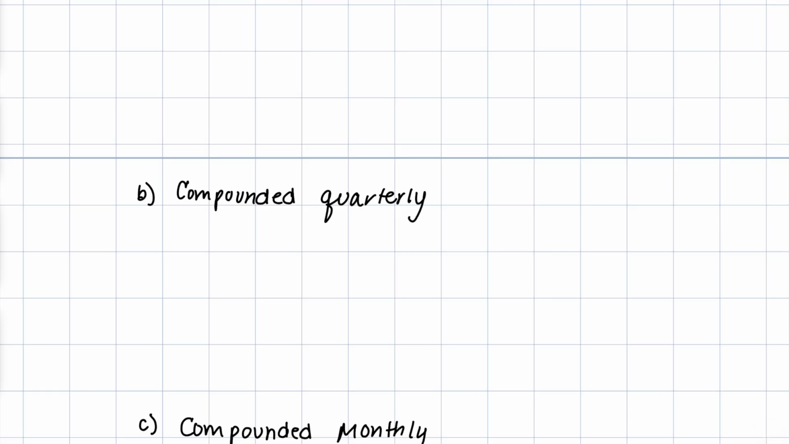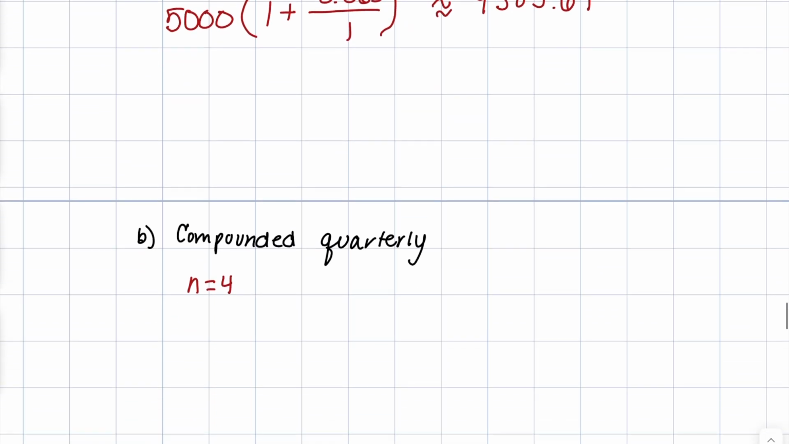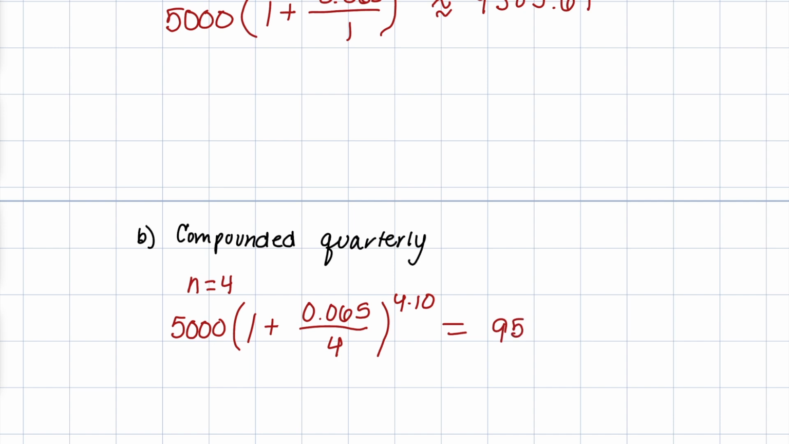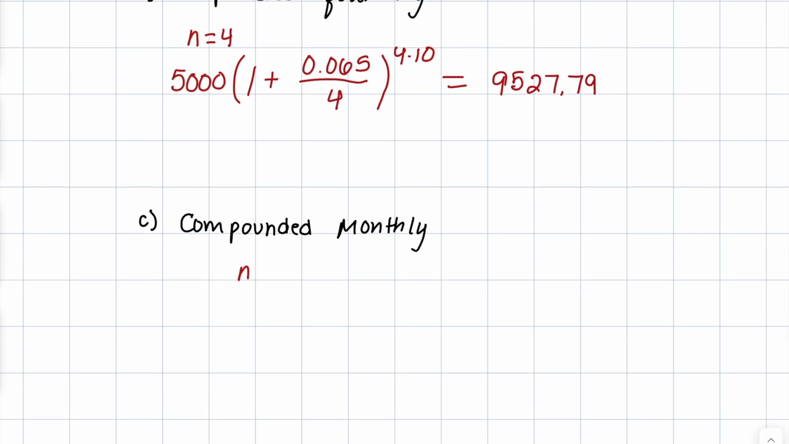Okay, so compounded quarterly, N is going to be 4. That's how many intervals we have quarterly. So we have 5,000. We're using the same formula from above, plus 0.065 all over 4, times 4 times 10, to the 4 times 10. So we get 9,527.79. Monthly, N is going to be 12, since there's 12 months, right, that we're going to be doing.